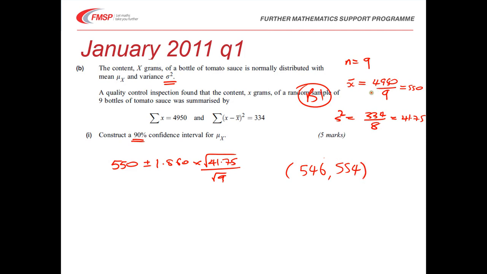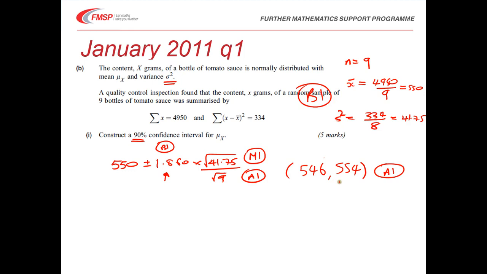Again, you get B1 for working out your sample statistics. You get B1 for using the correct t-value here, M1 for the correct form, A1 for using all the right numbers in the correct form, and then an A1 for the correct answer only.